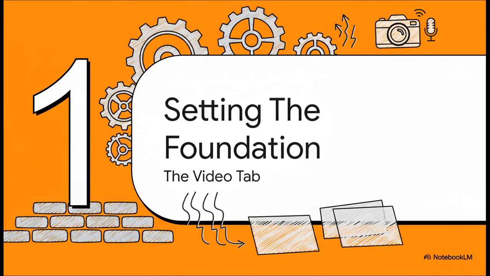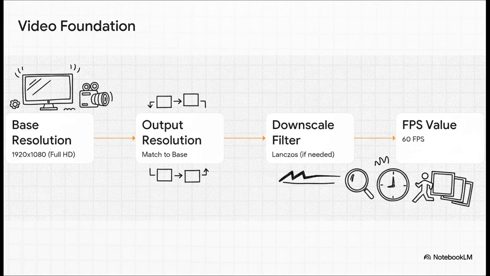So first things first, right? We have to build a strong foundation. And this all starts in the Video tab. Think of this as the main canvas for your recording, before any of the fancy encoding stuff even happens. Okay, here are the 4 key settings you need to check. First, set your base resolution to 1920 by 1080. That's just standard full HD.